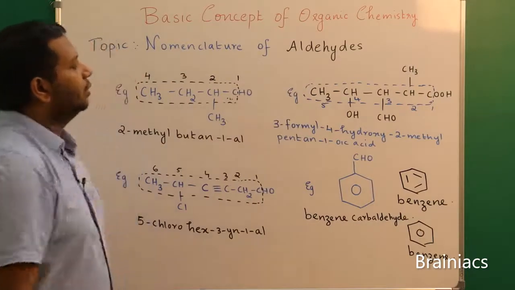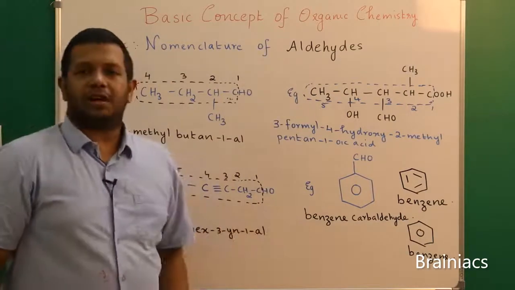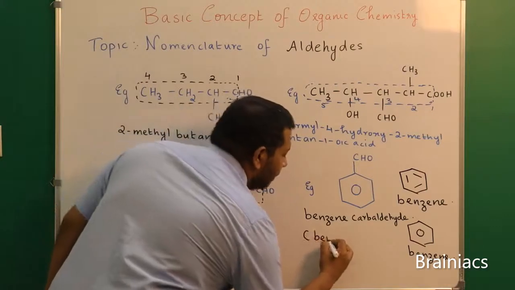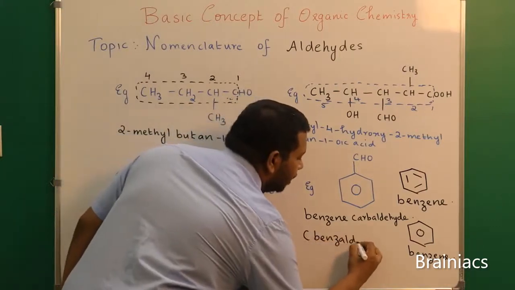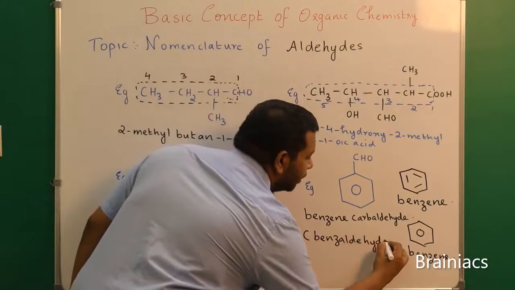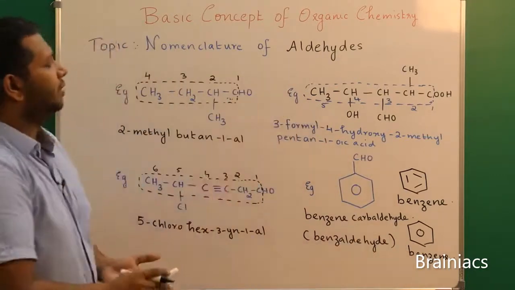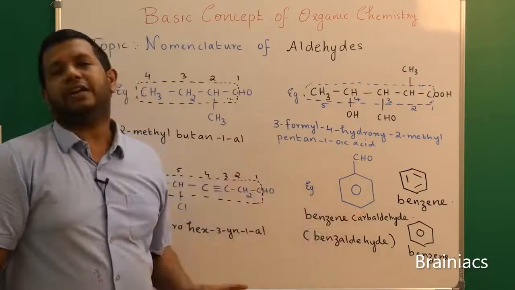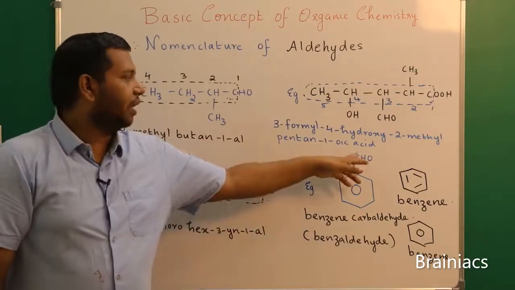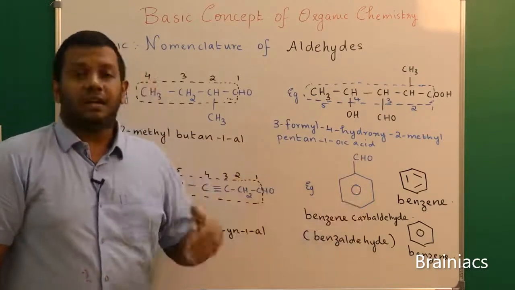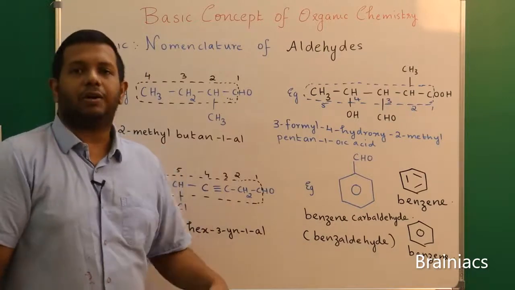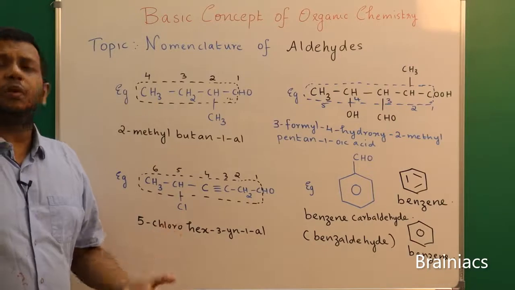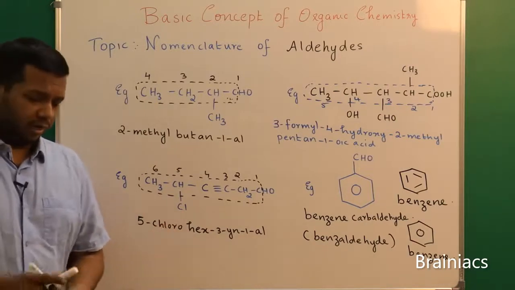Carbaldehyde. So this is the correct name, benzene carbaldehyde. But some older scientists used to call this compound benzaldehyde. This is also correct, but the latest IUPAC recommends benzene carbaldehyde, which is more correct, because the carbon atom of the CHO should also be included in the parent name. Okay, so I hope you understood the whole concept. We will try to see more questions, don't worry about it.